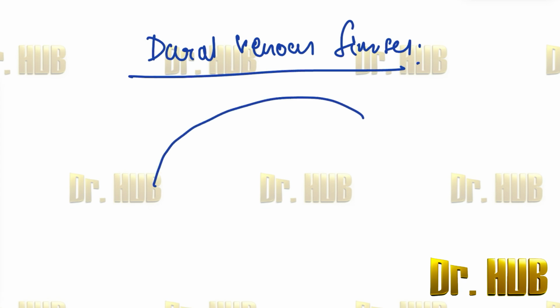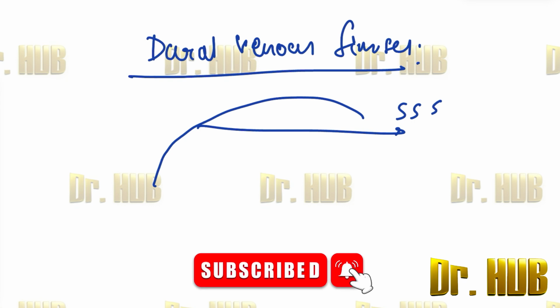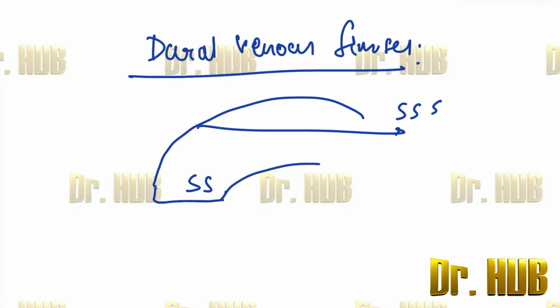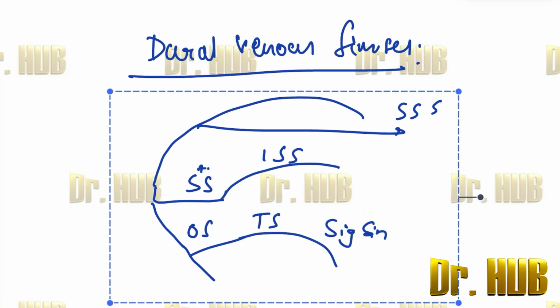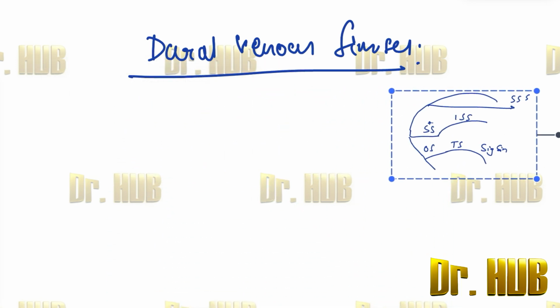So this is the sagittal section. Here it is, the superior sagittal sinus. Next, this is the straight sinus, which goes on as the inferior sagittal sinus. Next, we have the occipital sinus and the transverse sinus here. Then comes the sigmoid sinus. Now let's put it to the side and get into the discussion.